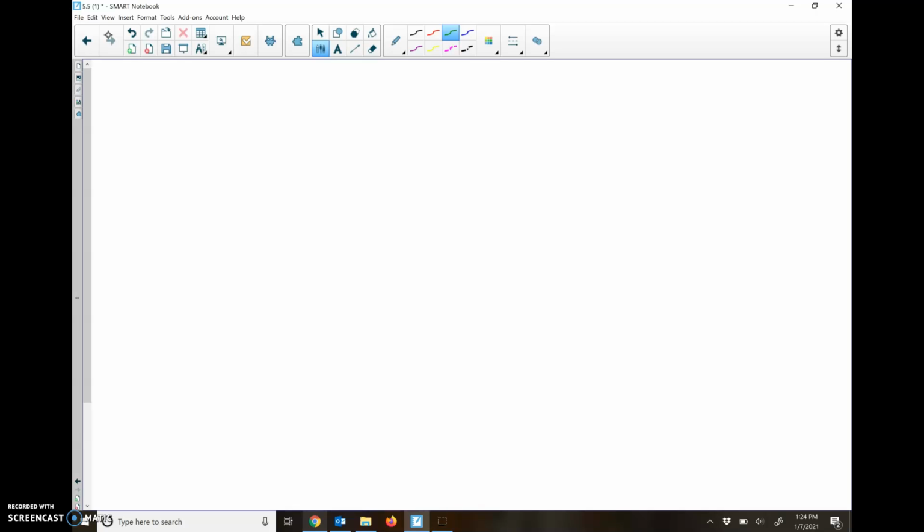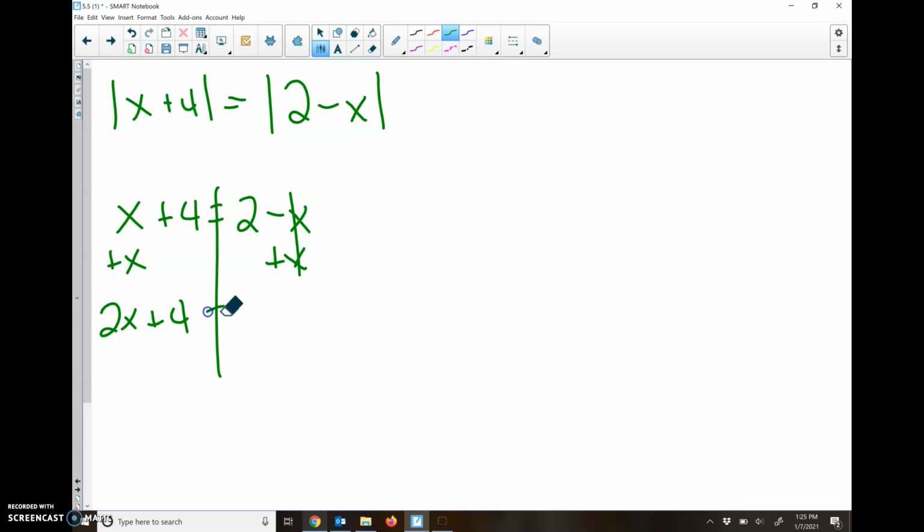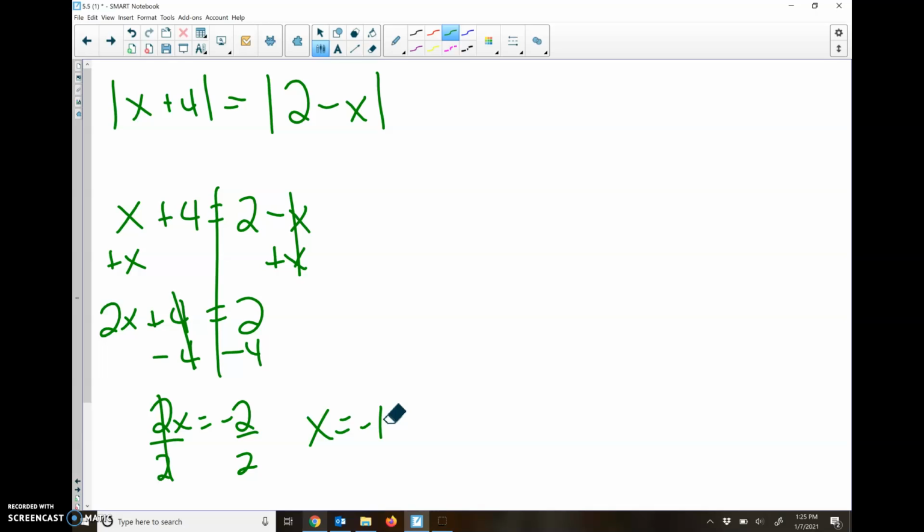And then the last one on here, I have x plus 4, and then 2 minus x. So same thing, first problem, I'm not going to do anything different. Just write it out normal, get my x's together. So this time I'm adding x to each side. So then I get 2x plus 4 equals 2. Subtract 4 from each side. So I get 2x equals a negative 2. Divide both sides, and you figure out that one answer is x equals negative 1.